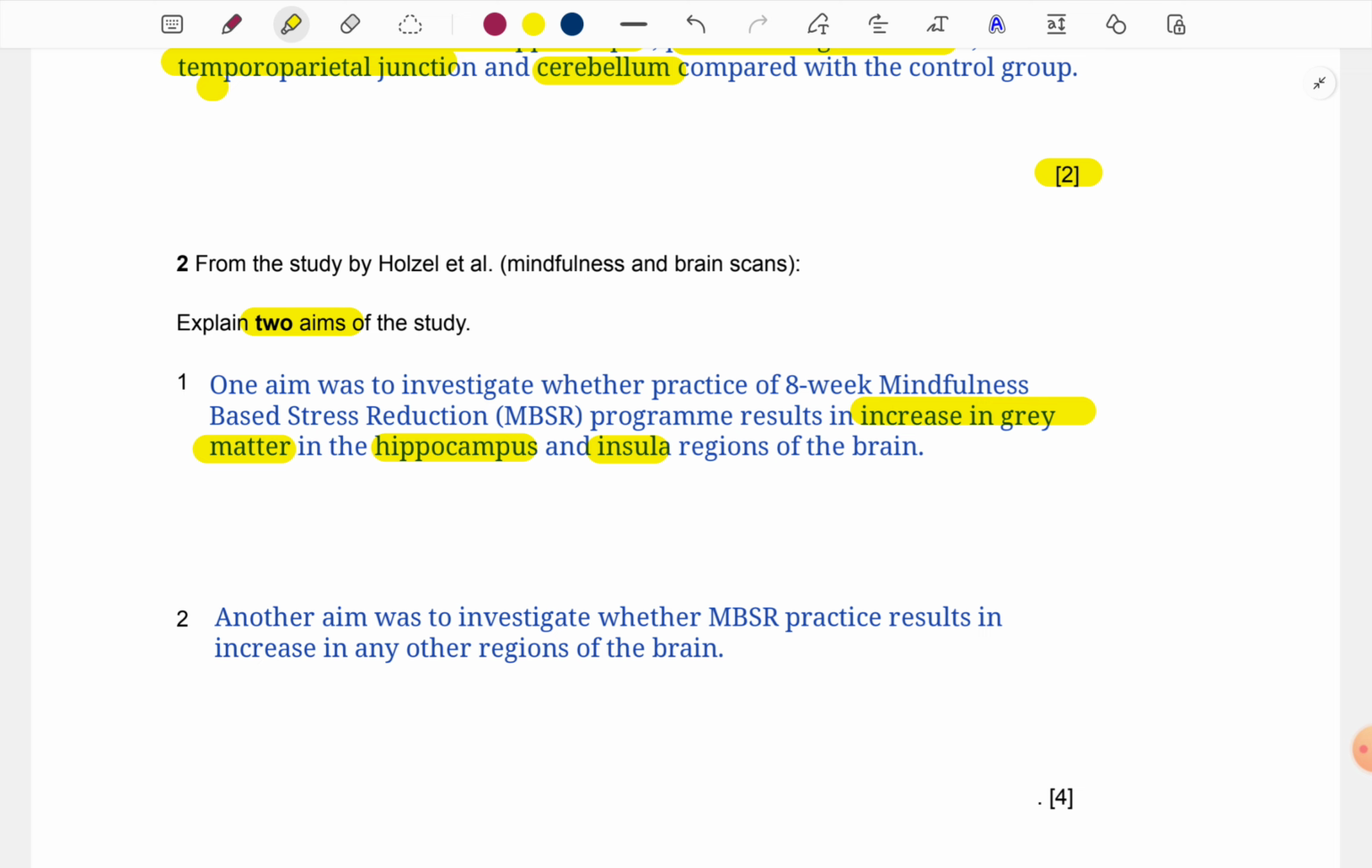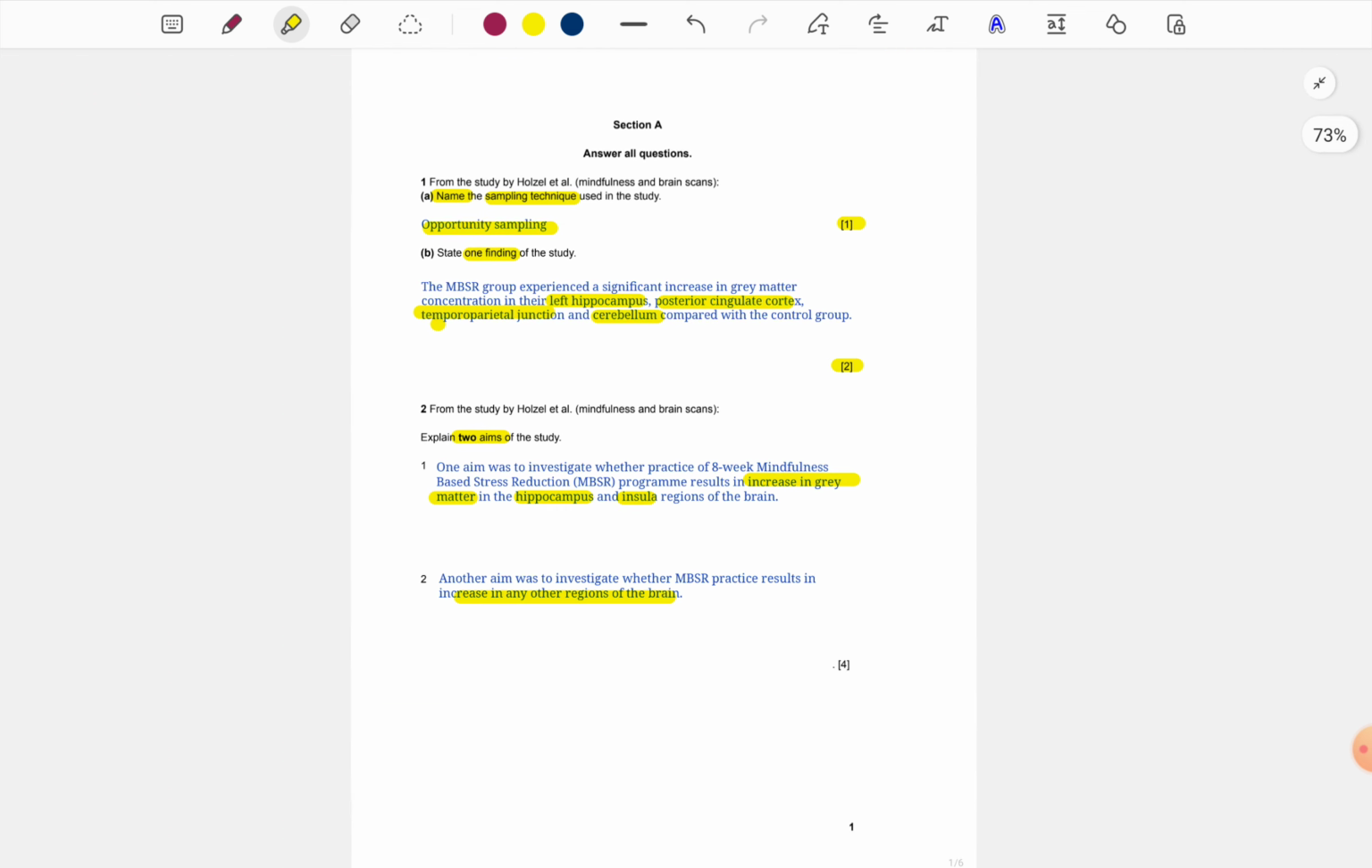Another aim we could give is whether there was an increase in any other regions. Here also what you have to take note of is we have not named those areas. So we have not named areas like the cingulate cortex or the temporoparietal junction. That is because they were not looking out for those in particular. They just wanted to see whether, besides the hippocampus and insula, there was an increase in any area. So you are not to name those in the aims of the study.